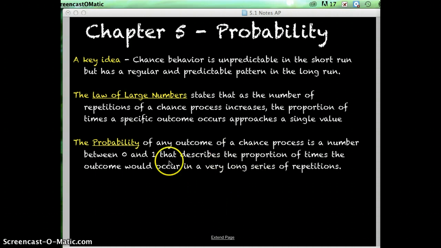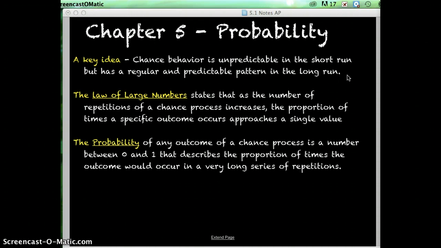So on this first page, we kind of have some definitions. The key idea up here at the top is that chance behavior is unpredictable in the short run, but has regular and predictable pattern in the long run. So the idea behind that would be if we flipped a coin, let's say 4 times only, it could happen that you get all 4 heads. Well, we know that the probability of getting a head should be 1/2, but if I got 4 heads in 4 flips, that's not a probability of 1/2. That happened 100% of the time, not 50% of the time.